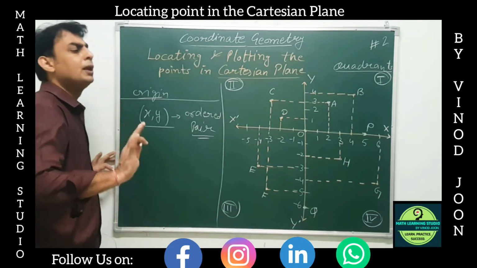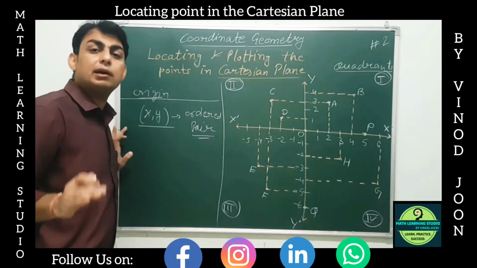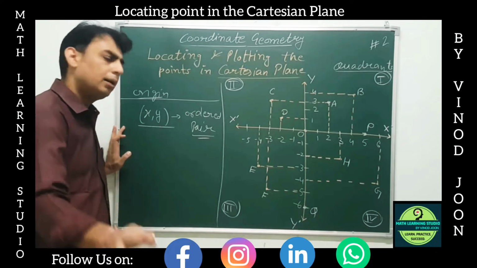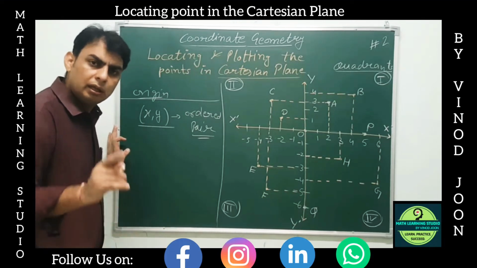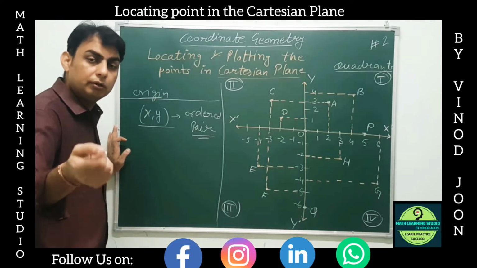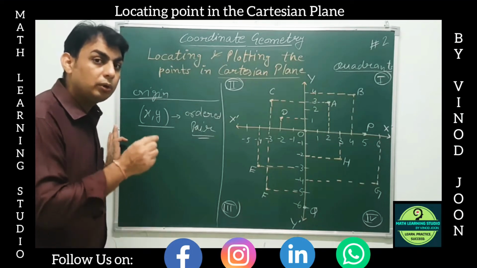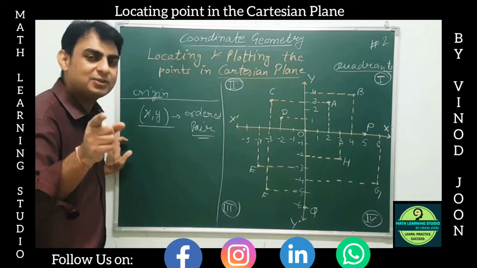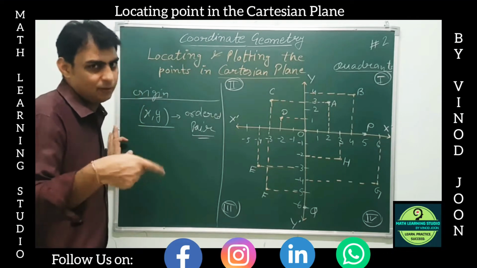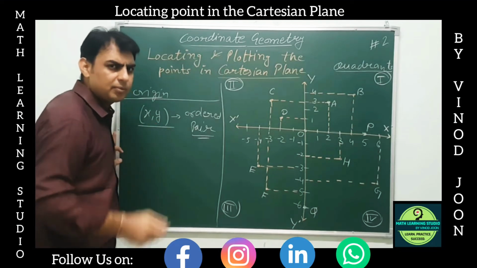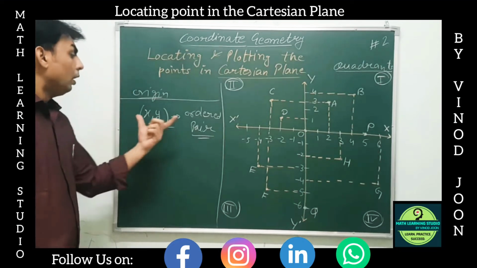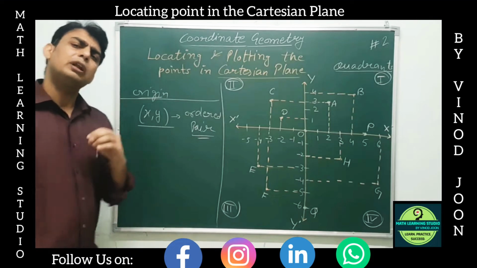Just to maintain uniformity across the world, we have agreed that we will write x first and y after. You can keep in mind one more way: W, X, Y, Z. In the alphabet also, X comes first, Y comes second. Just keep that in mind. So we will make an ordered pair for every point.